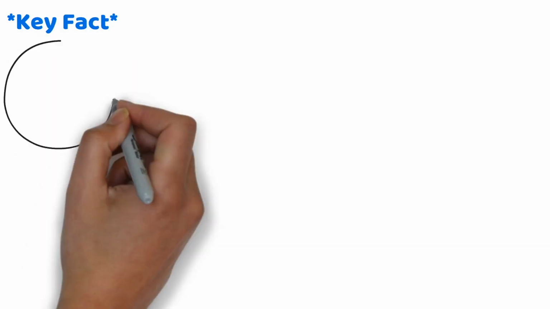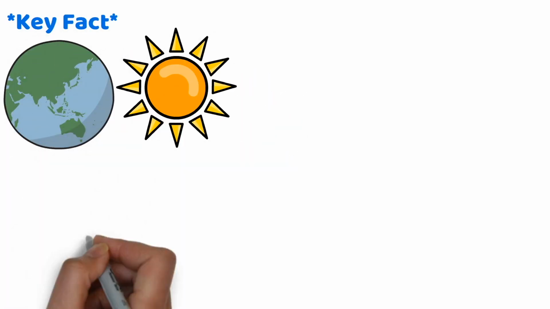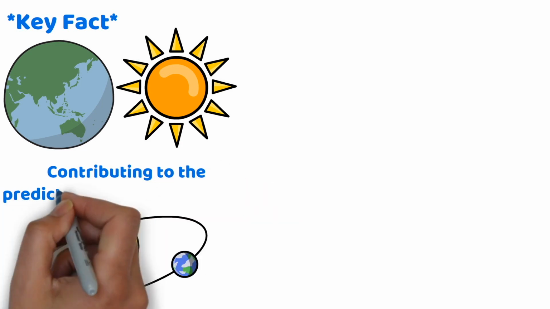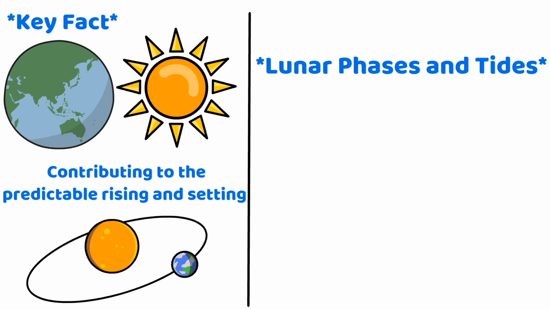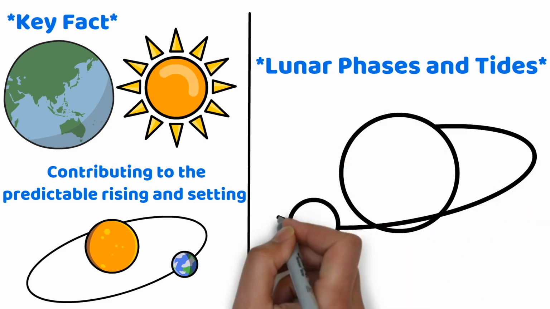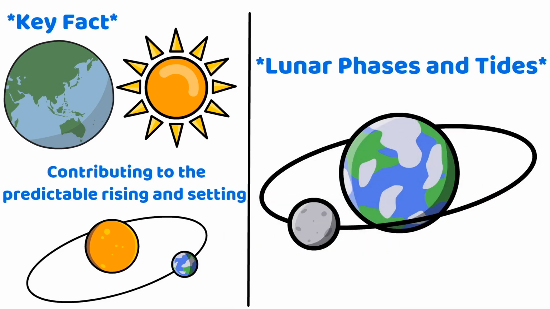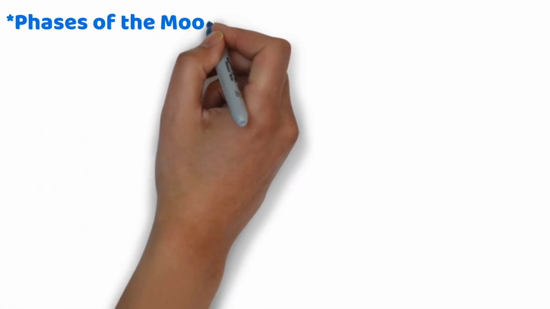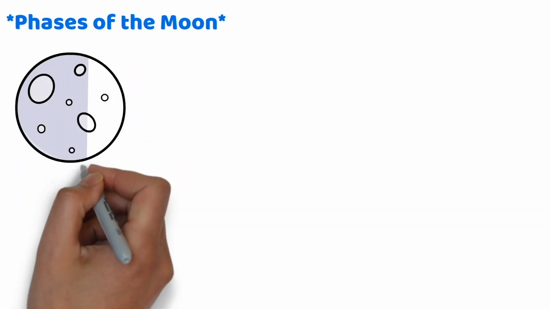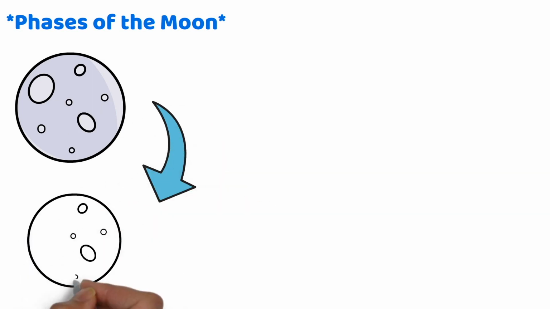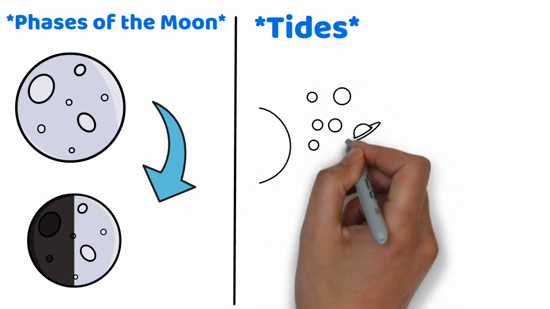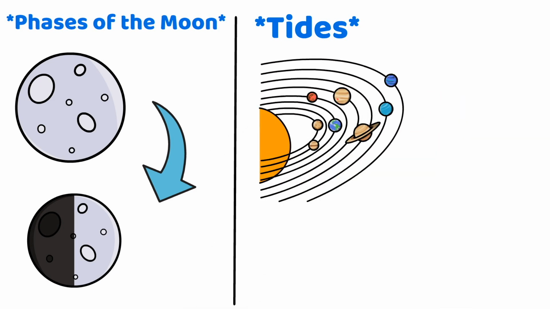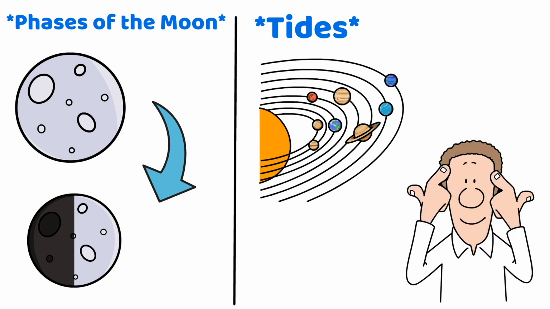Key fact: the Earth, like all planets, orbits the sun in a nearly circular path, contributing to the predictable rising and setting of the sun and other celestial phenomena. Lunar phases and tides. The moon's appearance changes through its monthly cycle due to its position relative to Earth and the sun. Phases of the moon. From the new moon to the full moon, the visible portion of the moon changes, influencing various cultural and natural activities on Earth. Tides. The gravitational pull of the moon and the sun on Earth's oceans causes high and low tides, an essential concept for understanding marine and coastal processes.